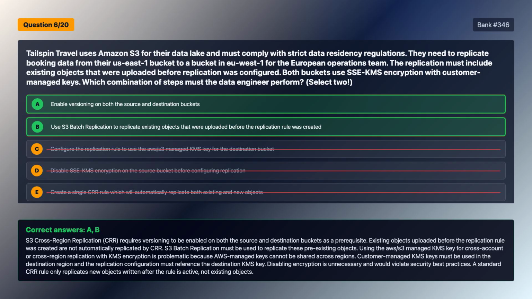Using the AWS managed S3 KMS key for cross-account or cross-region replication with KMS encryption is problematic because AWS managed keys cannot be shared across regions. Customer-managed KMS keys must be used in the destination region, and the replication configuration must reference the destination KMS key. Disabling encryption is unnecessary and would violate security best practices. A standard CRR rule only replicates new objects written after the rule is active, not existing objects.